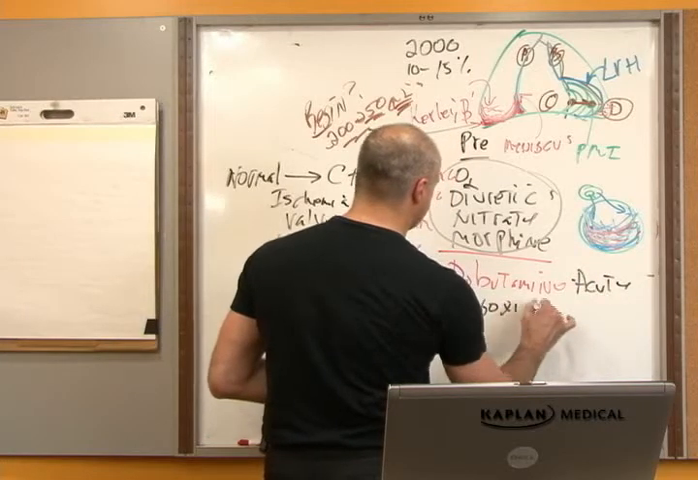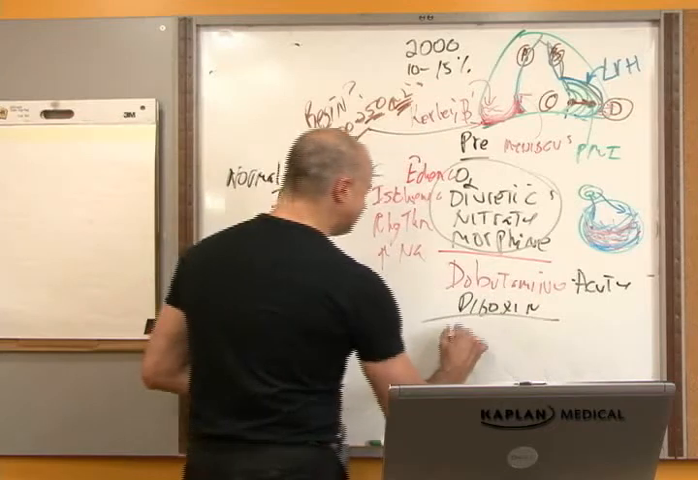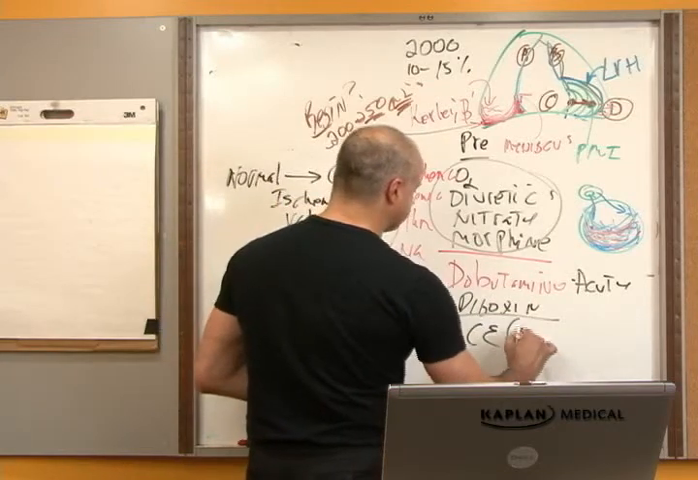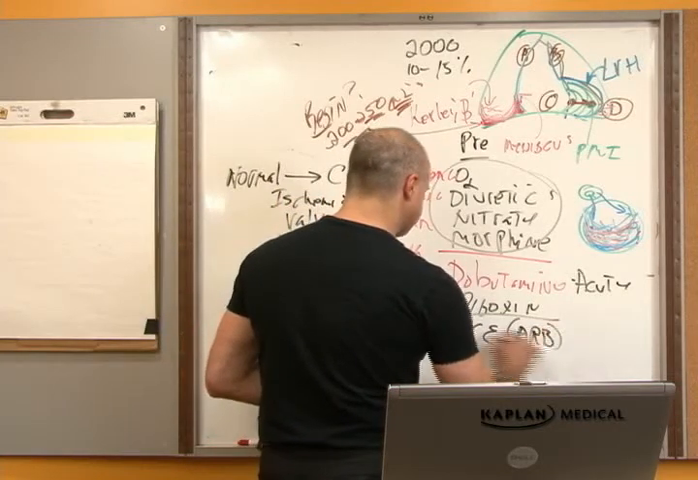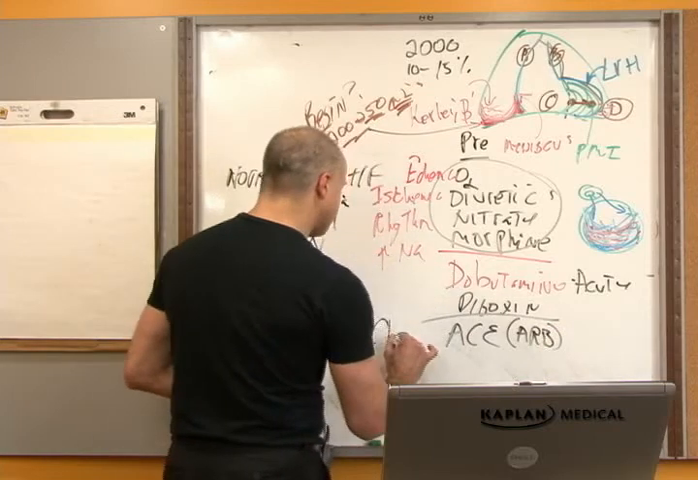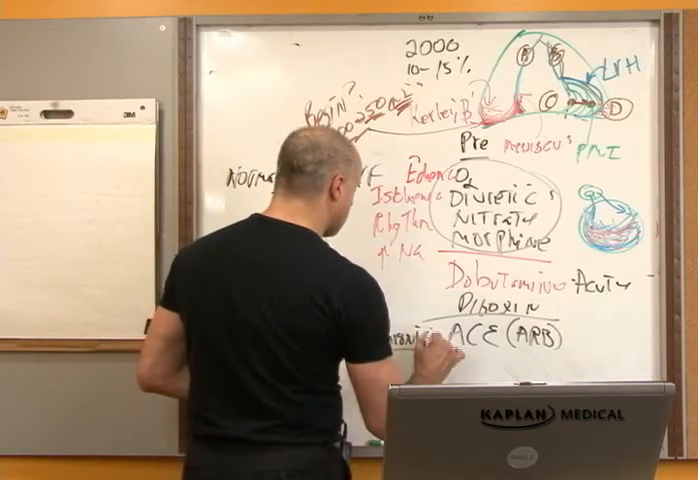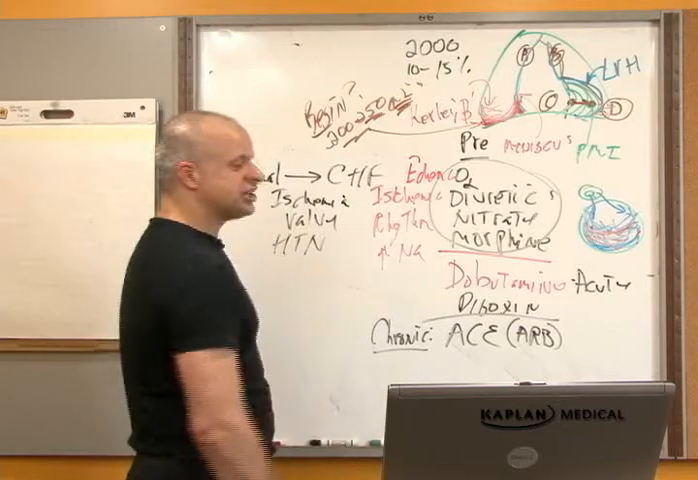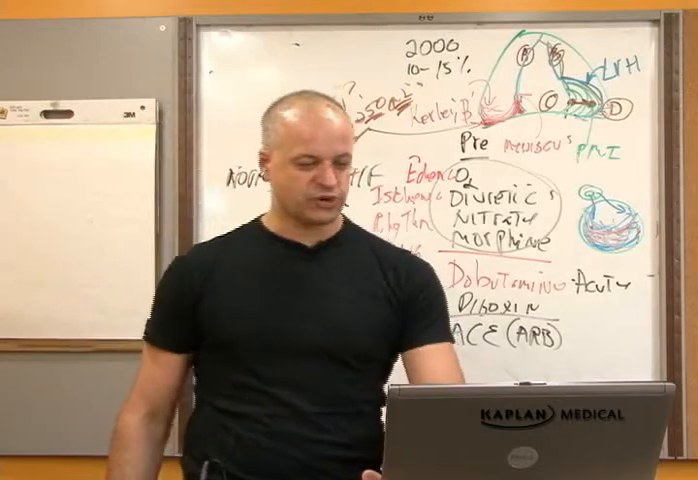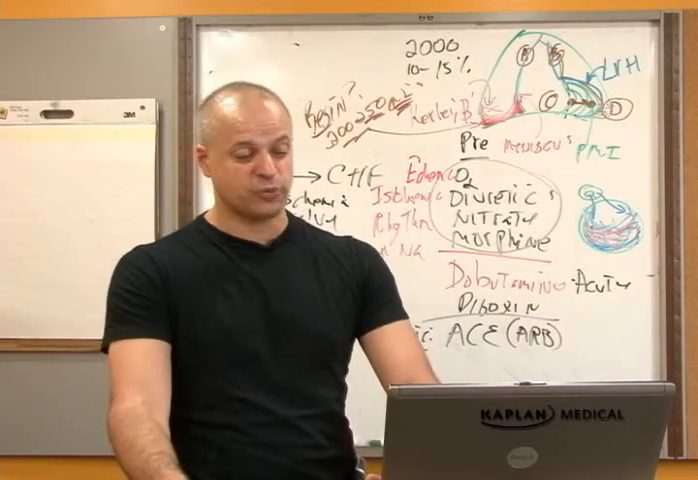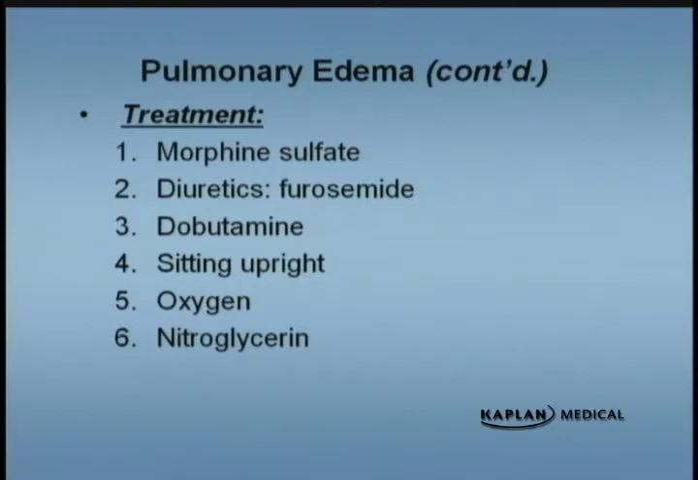Digoxin is used chronically. ACE inhibitors have very little impact acutely. ACE inhibitors and angiotensin receptor blockers are two medications that you use chronically. Sit the patient up, oxygen, diuretics, fluids, and morphine.